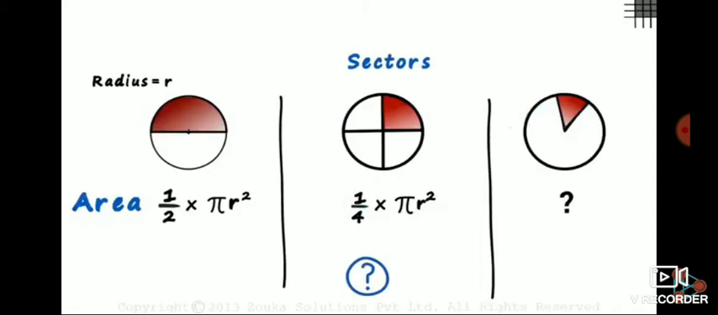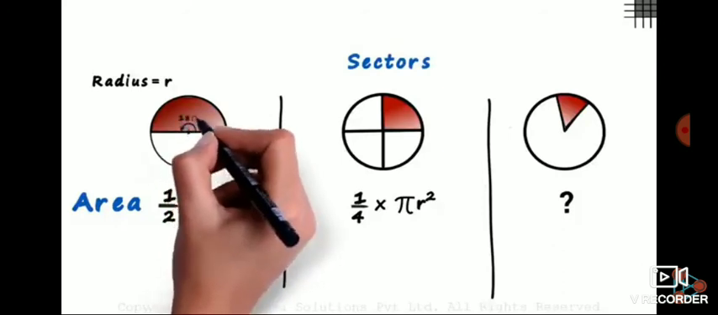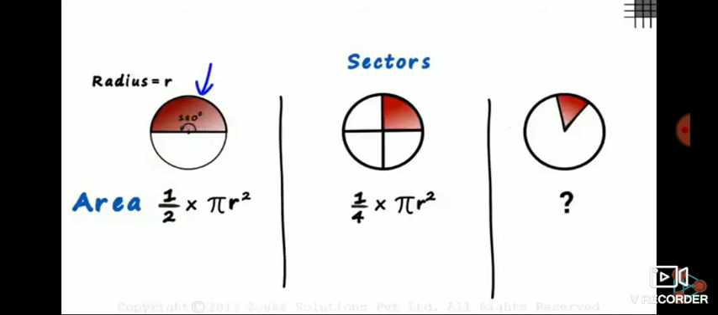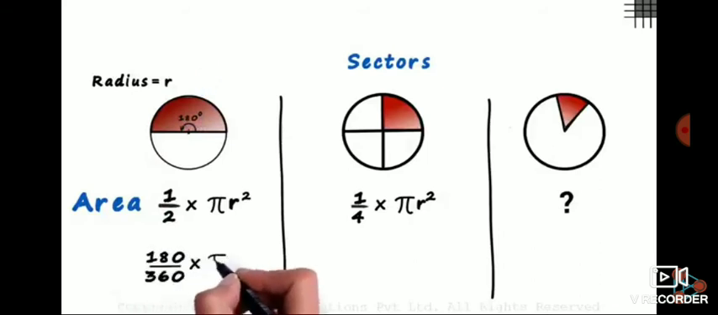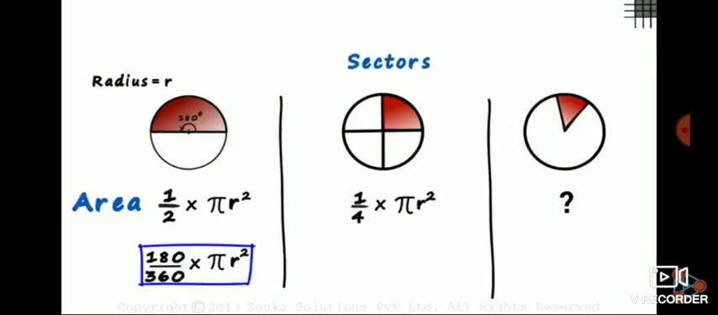The area of a sector is proportional to the angle that the arc subtends at the center. It is called the sector angle. In the first case, the sector angle is 180 degrees. Hence, the area of the sector will be 180 by 360 multiplied by pi r squared. Out of the total 360 degrees, these two radii have 180 degrees between them. This value is the same as this value as the ratio equals half.